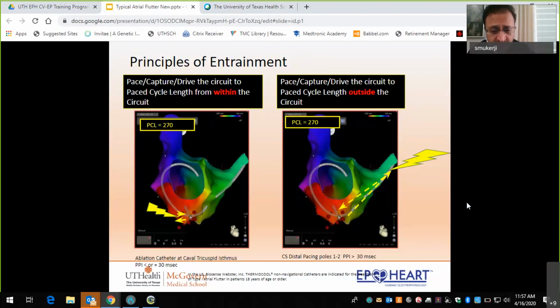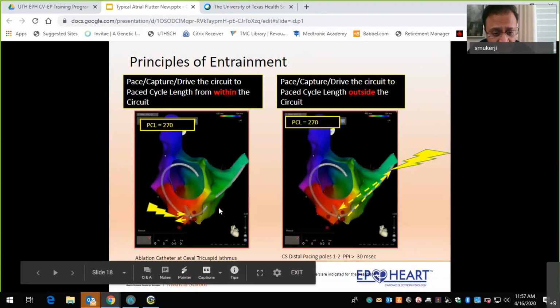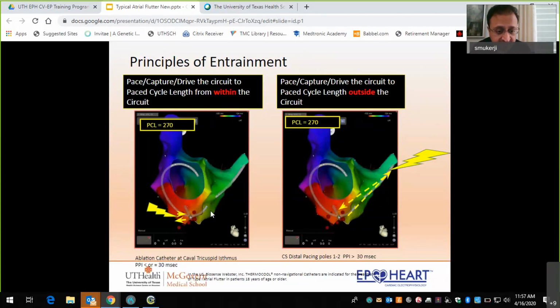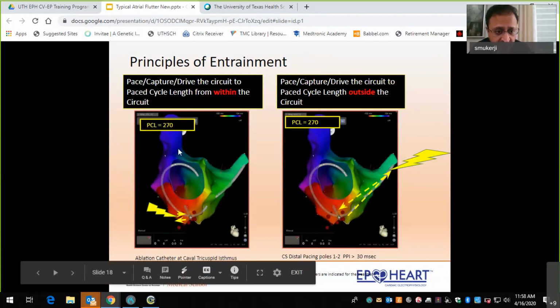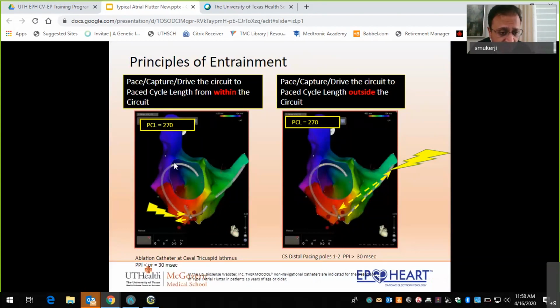And when entrainment is successful, then almost always, in fact, I would say always, the PPI minus TCL, the post-pacing interval and tachycardia cycle length difference, is less than 30 milliseconds. So if you focus your attention on the left image, you'll see that the PPI minus tachycardia cycle length determines that it's within the circuit, as opposed to the image on the right, where it's outside the circuit.